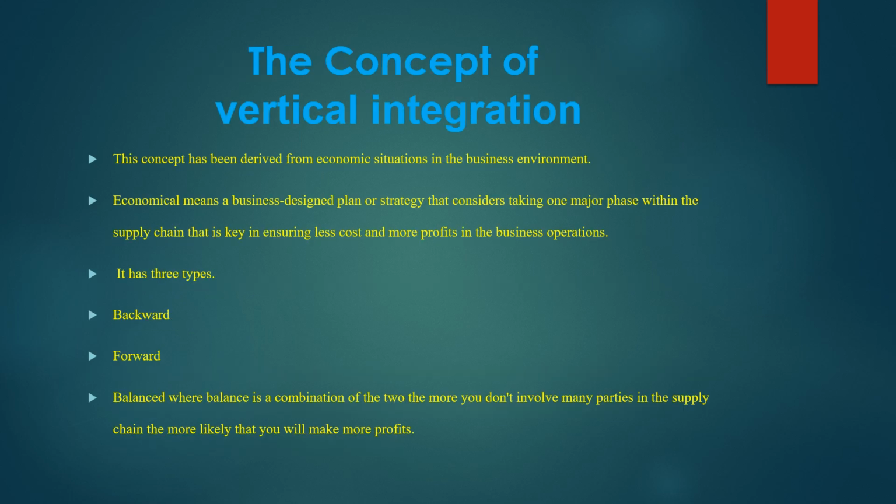The concept of vertical integration. This concept has been derived from economic situations in the business environment. It means a business design plan or strategy that considers taking one or more major phases within the supply chain, ensuring less cost and more profit in the business operation. It has three types: backward, forward, and balance. Balance is where there is a combination of two or more. When you don't involve other parties in the supply chain, it is more likely that you will make more profit.